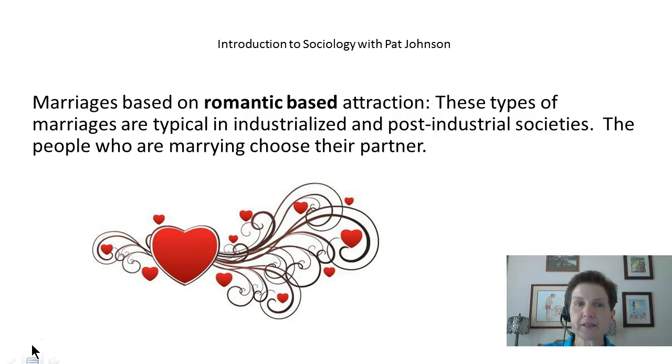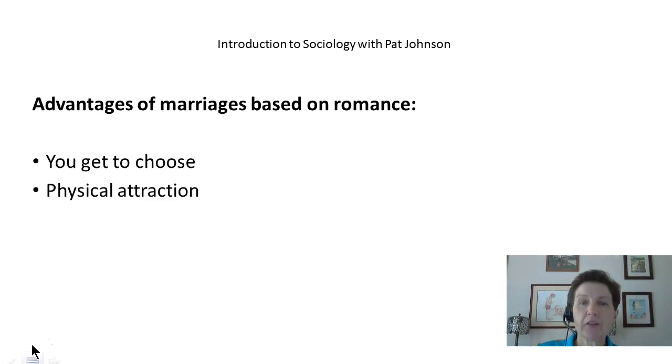In more recent decades, a lot of romantic-based marriages have been started on the internet using various apps or websites where one looks through a database of potential partners. But again, this is romantic-based, meaning you have a choice. The advantages of marriages based on romance are, first of all, you get to choose. You usually have the only say-so in who you're going to marry. Also, there is usually physical attraction involved.